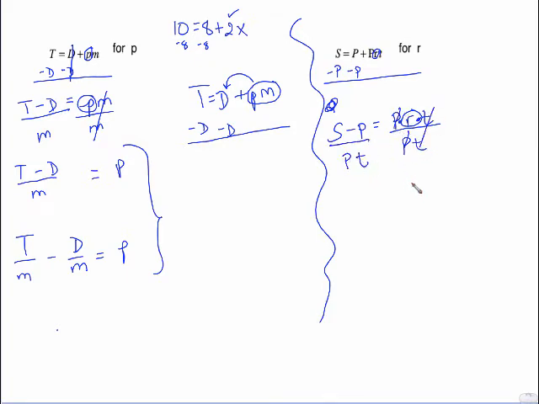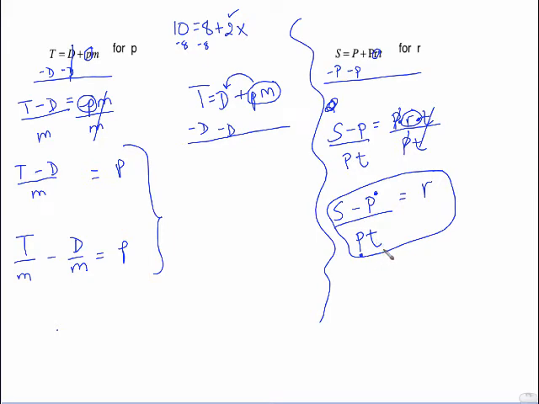which gives me R equals capital S minus capital P over capital PT. And that is an acceptable answer. You are not allowed to look at that P and cancel those out. You are not allowed to cancel part of a binomial with a monomial.